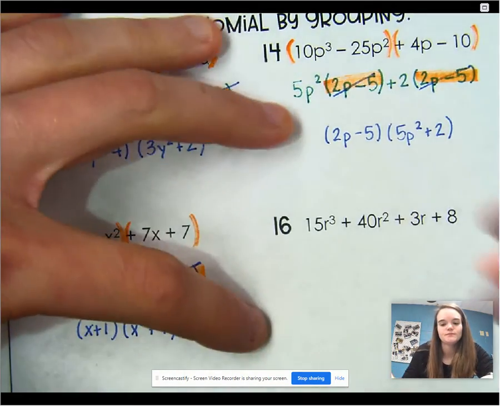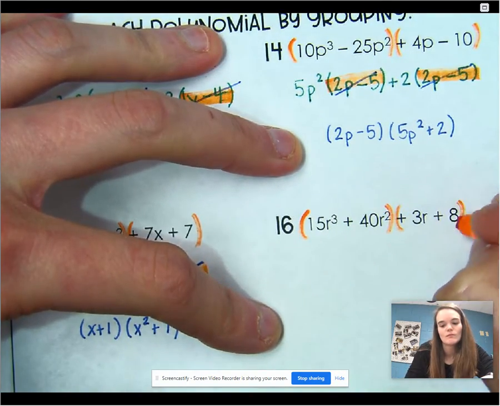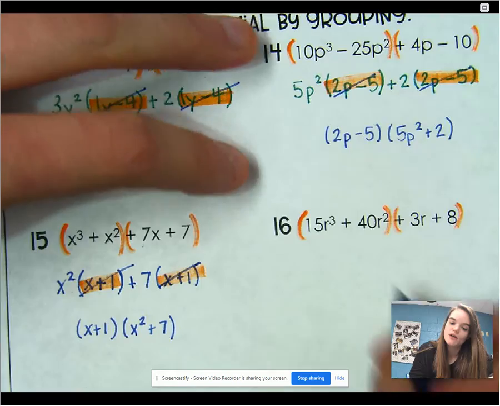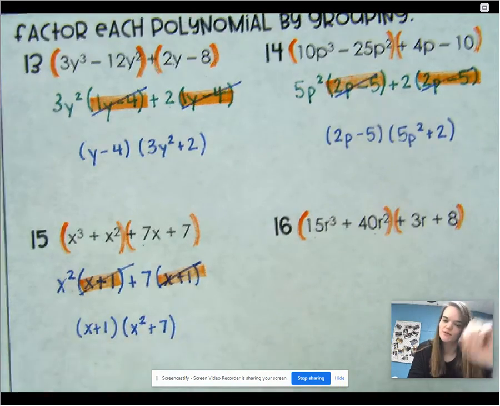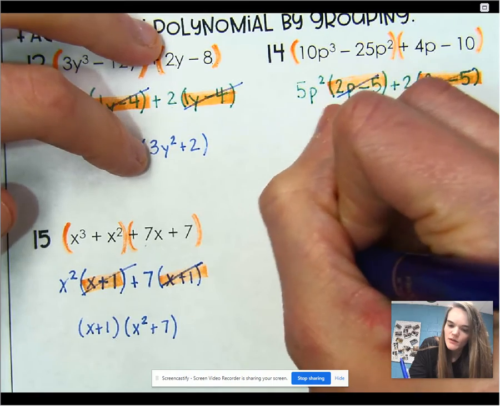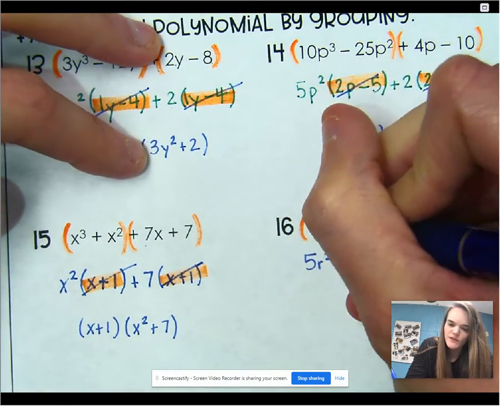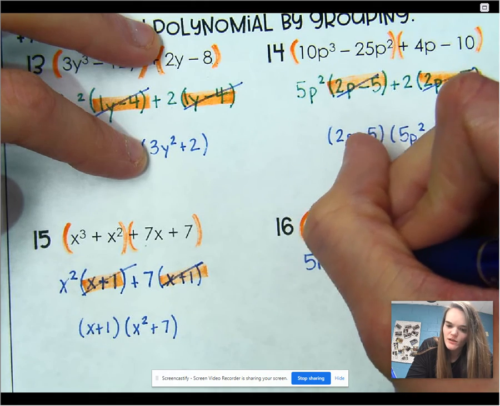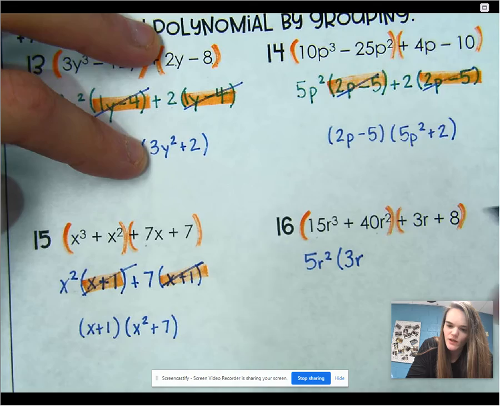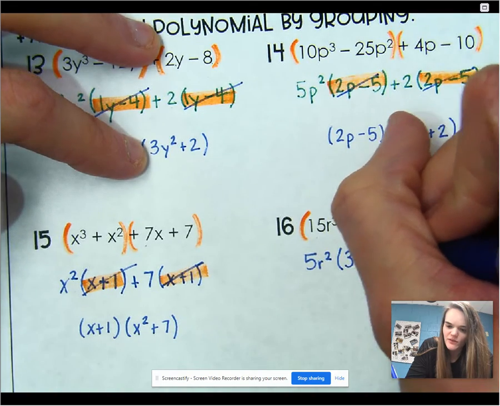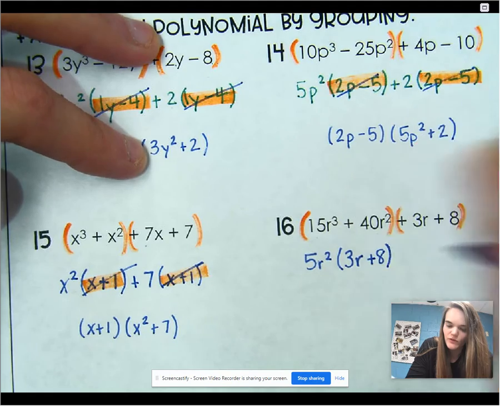Number 16. 15 and 40, I think I can take out a 5 from both of those. And this one has an r squared. 15 divided by 5 is 3. And there were 3, and I took out 2, so there's 1 left. 40 divided by 5 is 8. I had 2, I took out 2, so there's none of those left.